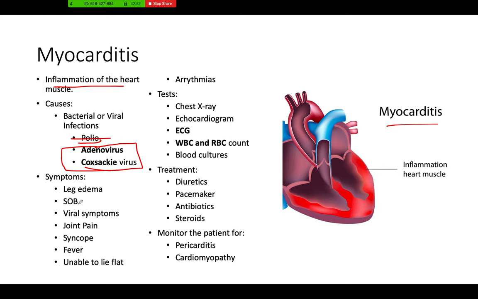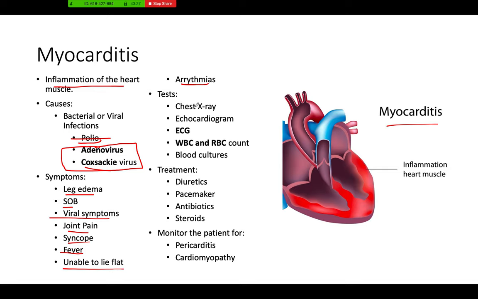So symptoms here are going to be leg edema, anything that you would think of with decreased functioning of our cardiac muscle. I almost don't need to list it for you because we've talked about it at length here. So leg edema, shortness of breath, joint pain, syncope, unable to lie flat, arrhythmias. These are all things that we would associate with a dysfunctional heart muscle. When you layer on top of that a fever, viral symptoms like malaise, that really points you in the direction of myocarditis as the cause of your client's symptoms.